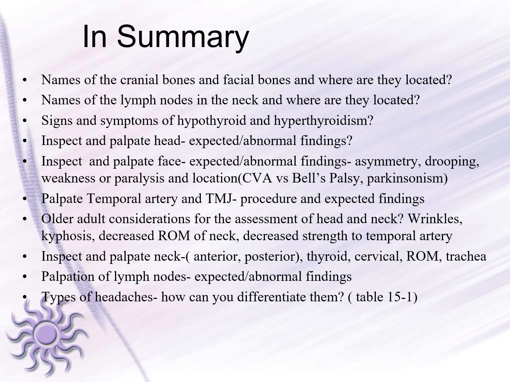In summary, you want to be able to name your cranial bones and facial bones and where they're located, the lymph nodes in the neck and where they're located, the signs and symptoms of hypo and hyperthyroidism, inspecting the head and face and what findings you would be looking for, palpating the temporal artery and the TMJ and how you are doing that, and some of the older adult considerations for the head and neck. You're also palpating the neck and the palpation of the lymph nodes with their expected findings. And then lastly, what are the types of headaches and how would you differentiate them?